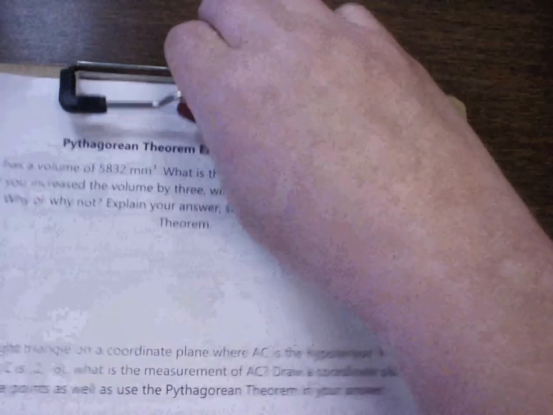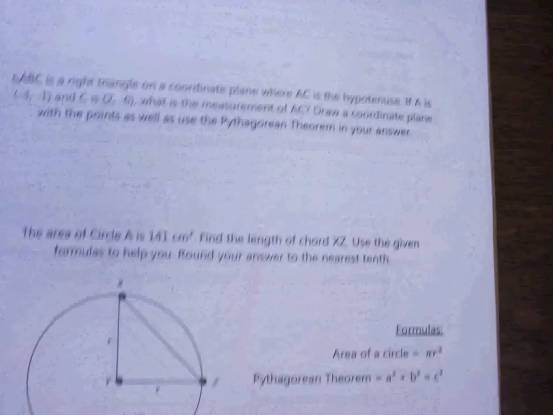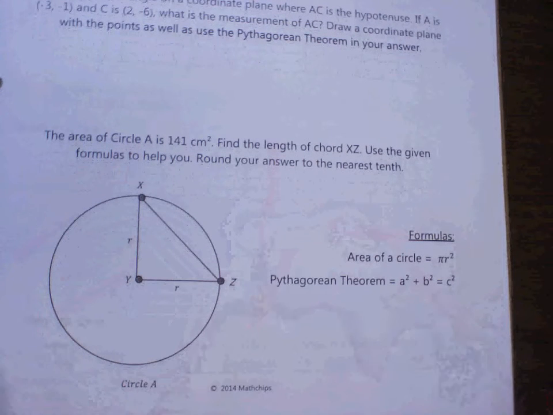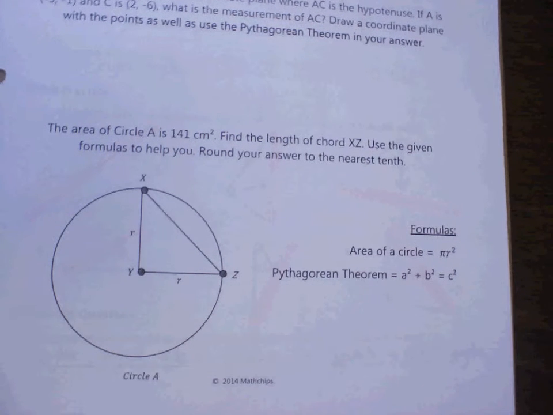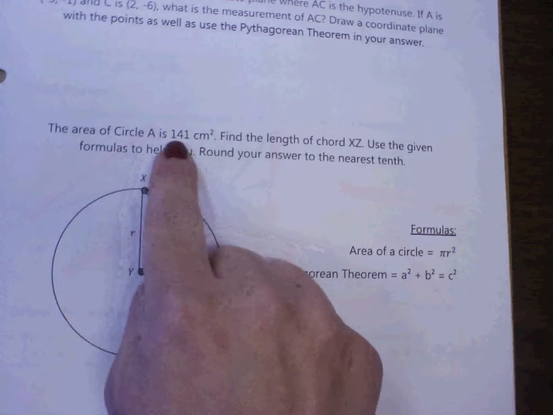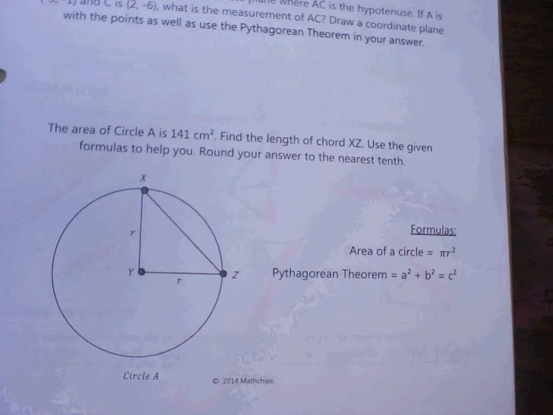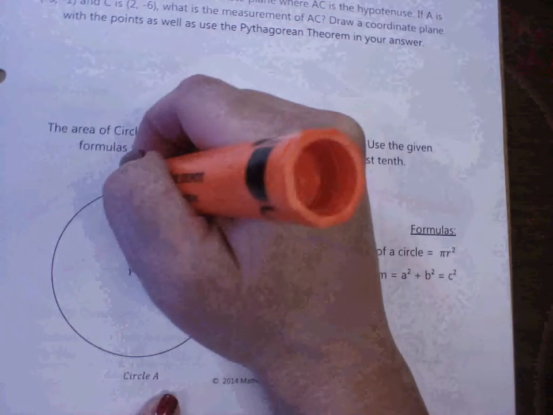All right, let's go to this one, the one at the bottom with the formula. The area of a circle A is 141 centimeters cubed. Find the length of chord XZ. So I'm looking for that. Use the given formulas to help you and round your answer to the nearest tenth.